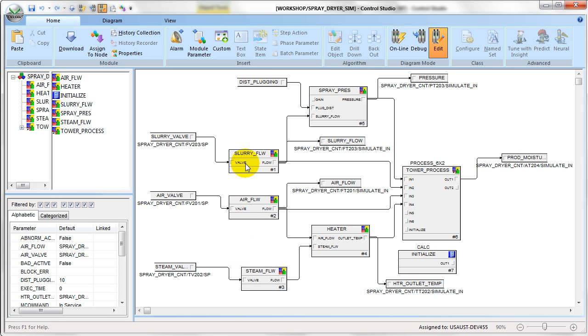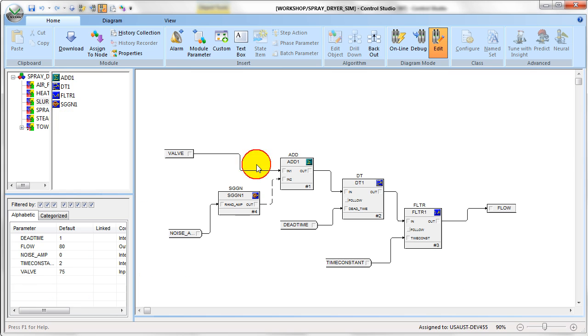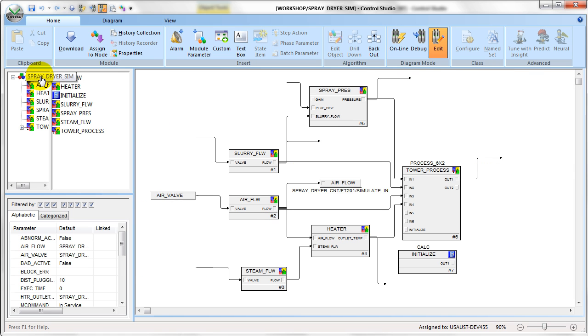We are representing the slurry flow, where we have the valve from the control determining the slurry flow. The way that is done is the valve position. We add in some noise to it. We go through a dead time block, a filter to give us a first order plus dead time type response for that flow loop.